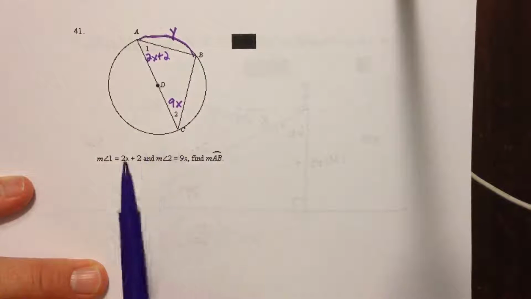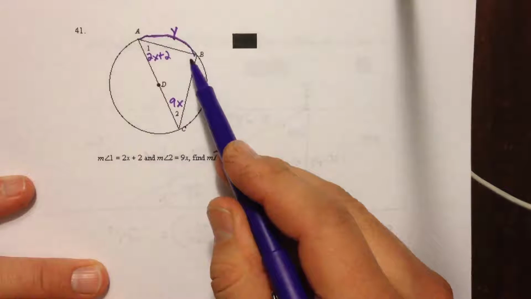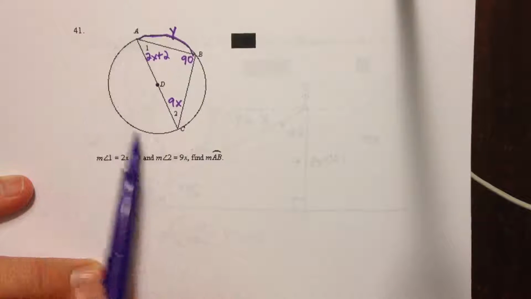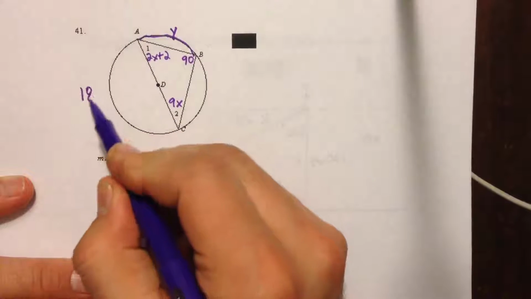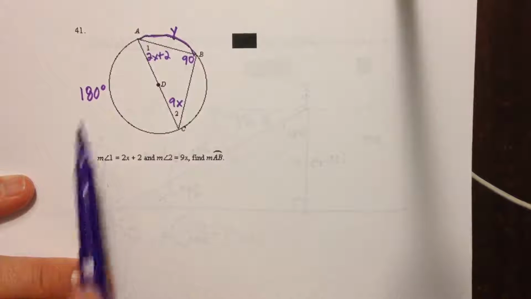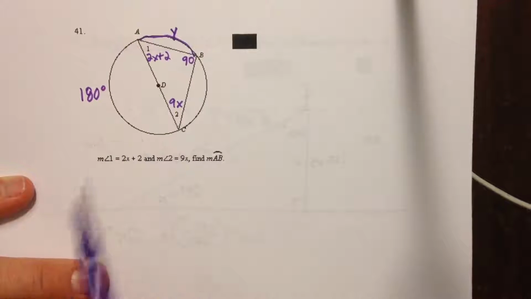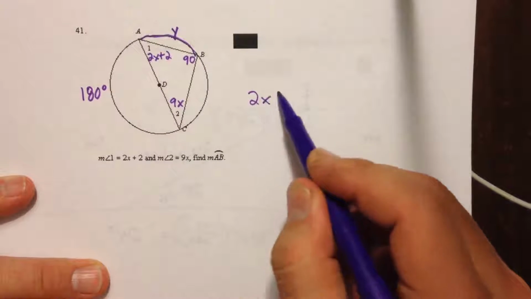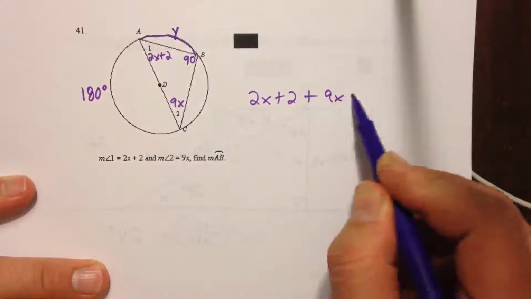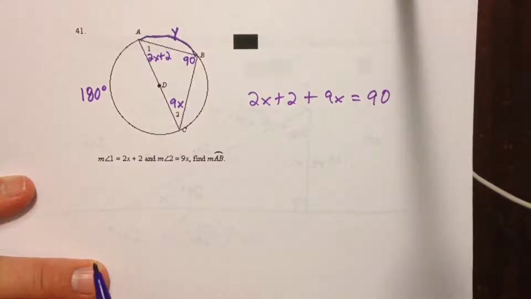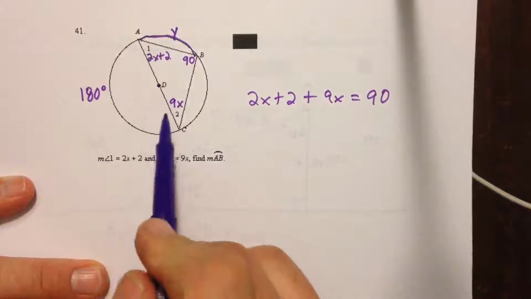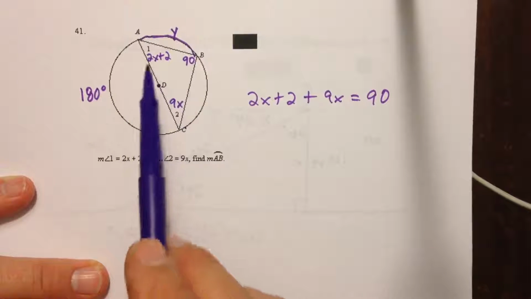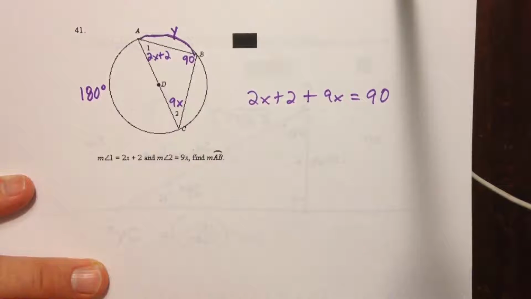Now, the other thing I know about this is that this inscribed angle is 90. How do I know that's 90? Well, its arc is a semicircle. It's 180 degrees. So half of 180 is 90. So that's the big ticket here, because if you don't see that, you're not going to know that 2x plus 2 plus 9x equals 90. Think about that. How did I know that these two add to 90? Well, inside this triangle adds up to 180. So the two remaining have to make 90 also.